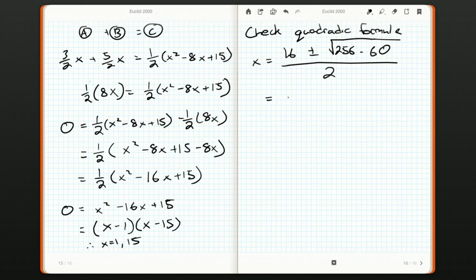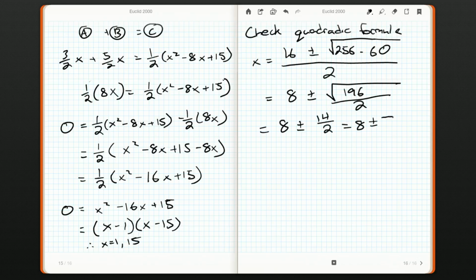So we're going to get 16 over 2, that's 8, plus or minus square root of 196 over, is it 196? 256 minus 60. Yeah, all over 2. And this 196 happens to be 14 squared. So 14 over 2, so that's 8 plus or minus 7, 1 or 15.